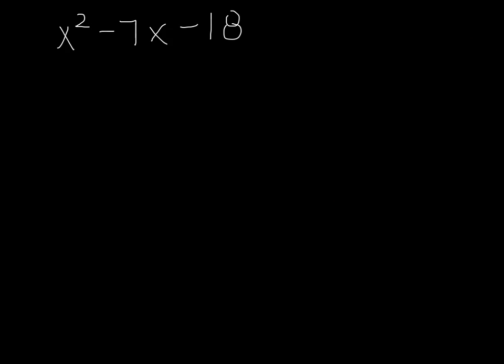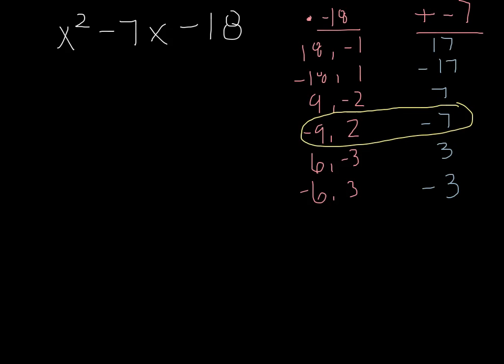Right now I want you to pause the video and attempt this one by yourself. Again, you're looking for numbers that multiply to get negative 18, but add together to get negative 7. Now here you have to be careful, because if I had 18 and negative 1, I could also use negative 18 and positive 1. So again, I want you to try to factor by yourself. So if you look here, you got negative 9 and 2. Those both multiply to get negative 18, but add together to get negative 7. So these are the two numbers that I'm going to use.